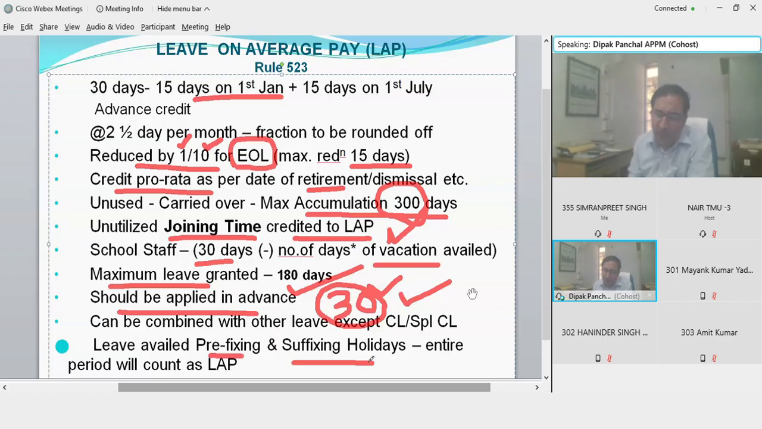If LAP is availed on Friday and again on Monday, then all the 4 days are counted as LAP. It's a rule. Leave is a privilege. It cannot be claimed as a right. Leave, a thumb rule is that the leave cannot be claimed as a right.